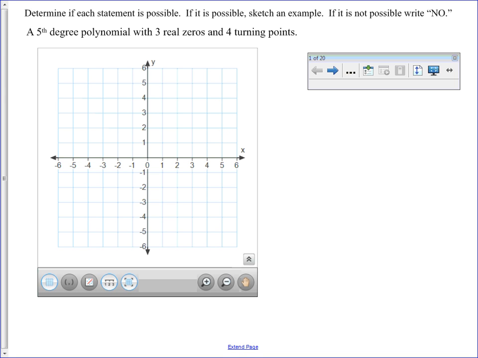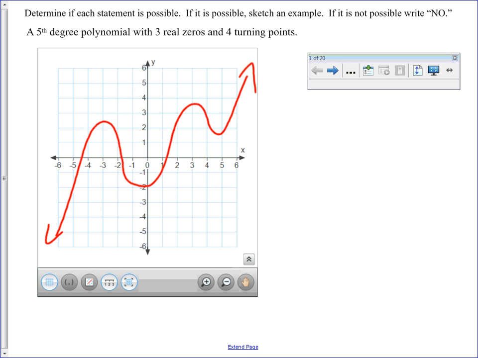All right, let's get right into the review for the polynomial and nonlinear systems test. For these first couple problems, there's a couple different ways that we could attack it. The first one's a fifth degree polynomial with 3 real zeros and 4 turning points. We have a couple different choices. One is I could have a pair of imaginary zeros, like that.